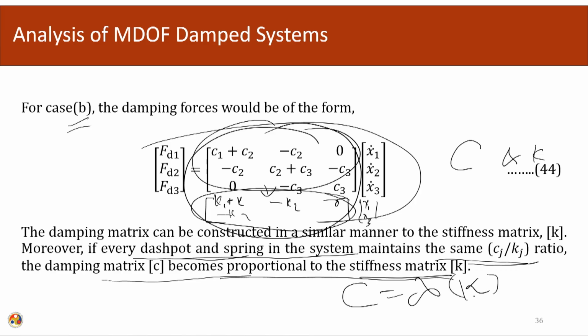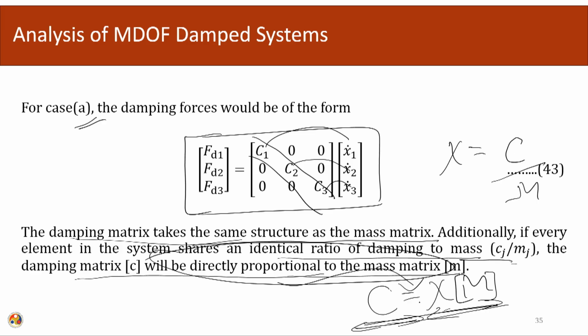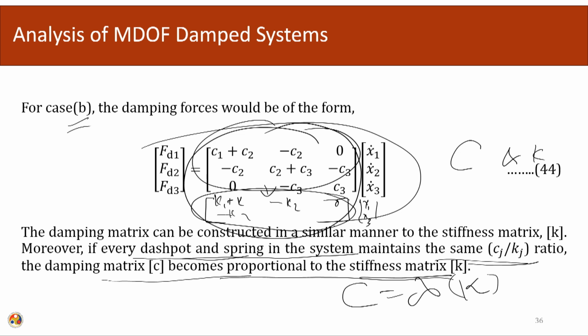In the previous case, C was proportional to the mass matrix if it was applied in an external sense, and in this particular case C is proportional to the stiffness matrix if it is applied in an internal sense.